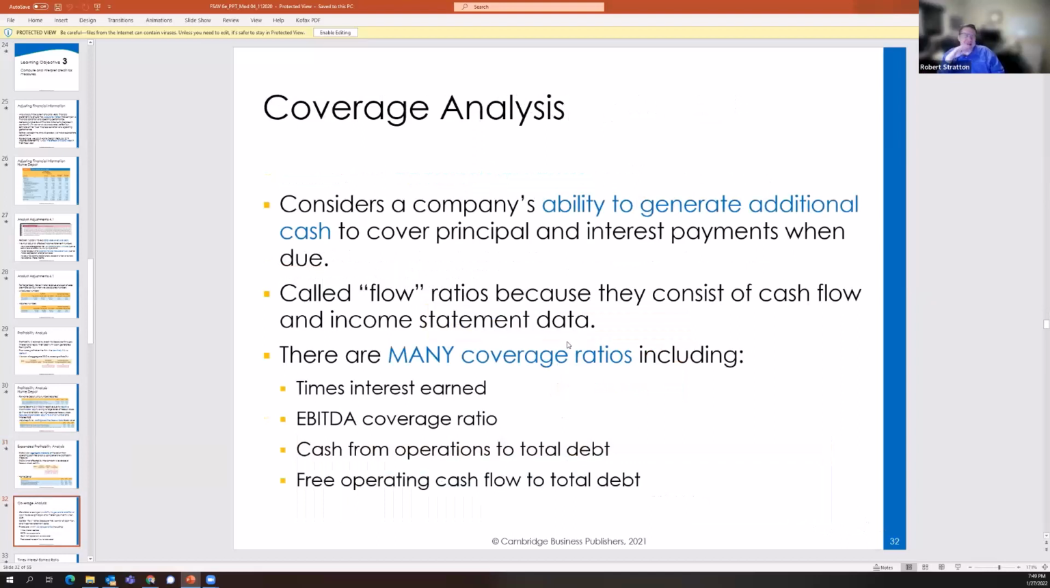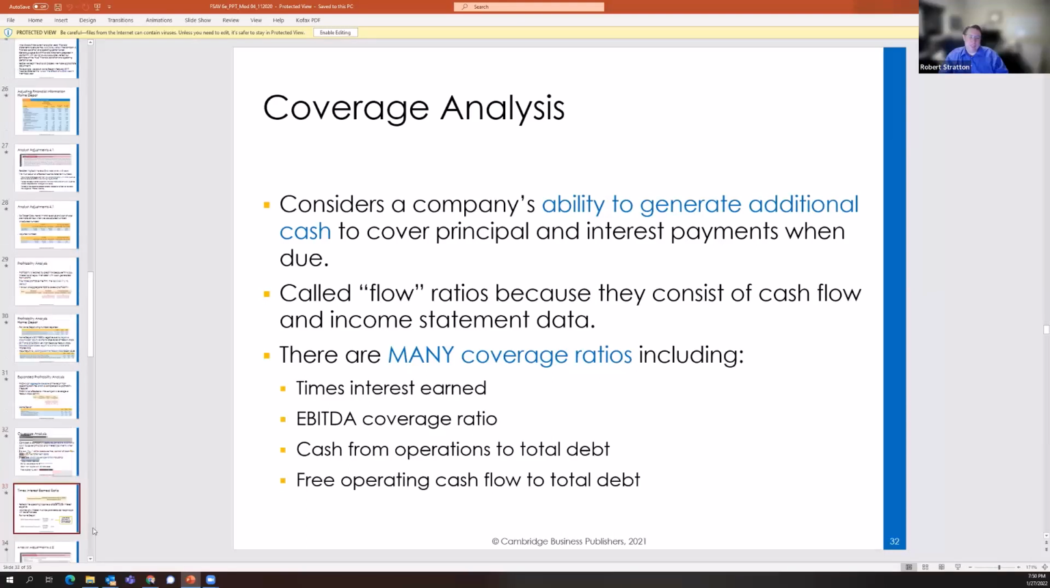Okay, so then we want to also look at coverage, right? The company's ability to generate additional cash to cover principal and interest payments. We call these the flow ratios because they're cash flow and income statement data. So there are several different ones. The book focuses on times interest earned, EBITDA coverage ratio, cash from operations, and free operating cash. And they're all doing the same thing. It all depends on whether you're a GAAP person or not. You would use different ones, but they're not going to vary too much.